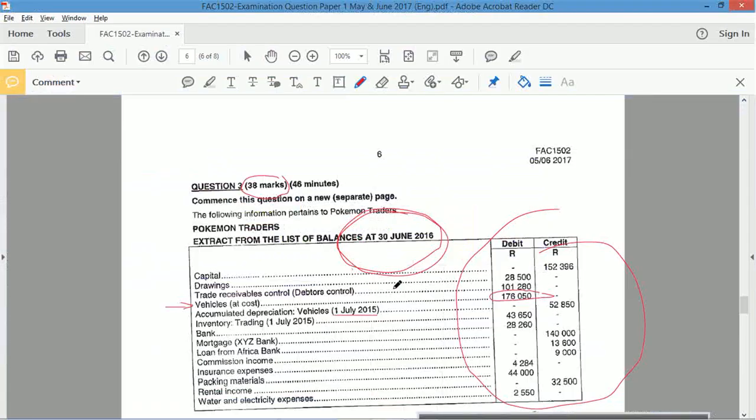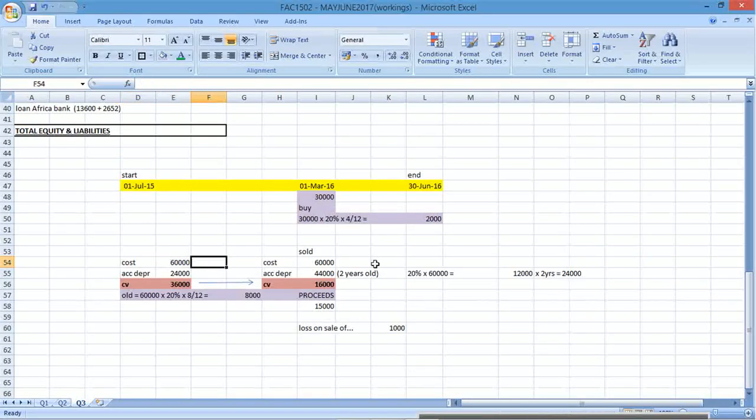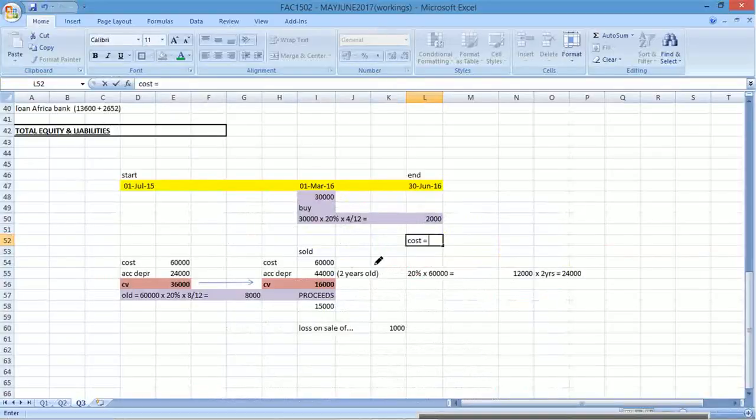176050. But this was when? At the end of the year. Do you agree? Okay, so that was the cost here at the end. Cost equals 176050. Okay, that's at the end.